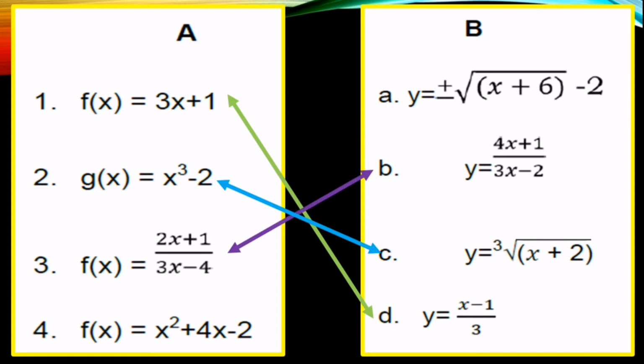How about number 4? f of x is equal to (2x plus 1) divided by (3x minus 4). Its inverse is y is equal to (4x plus 1) divided by (3x minus 2). Number 4 has no inverse. As we go along with our lesson, we'll discuss why number 4 has no inverse.